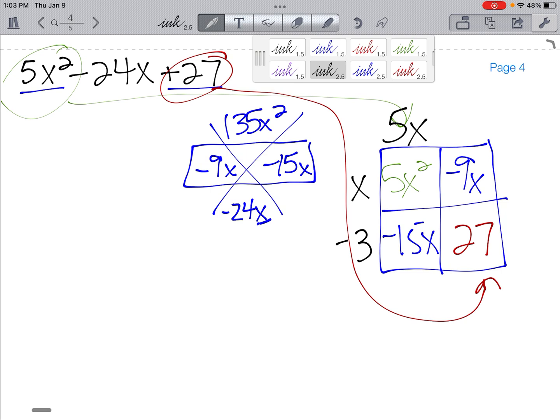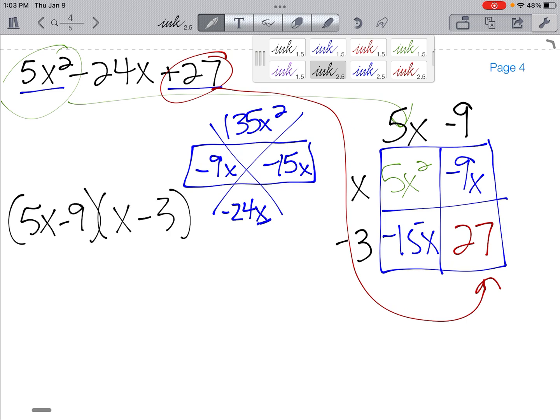So now we're going to do our second column, negative 9x and 27. Those are both divisible by 9. And then since the 9 was negative, we're taking out a negative 9. So we have 5x minus 9 and x minus 3 is our solution.